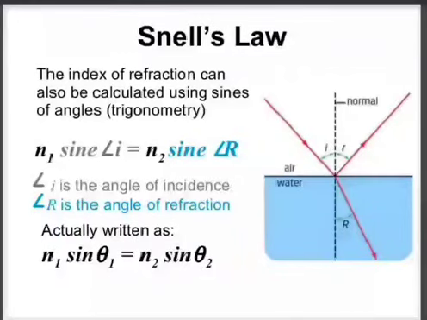You will get some value, say 1.2. Now change your i, change your R, again you will get some value. You divide it, you should get 1.2. It will always remain constant for a given pair of media. That was the law.